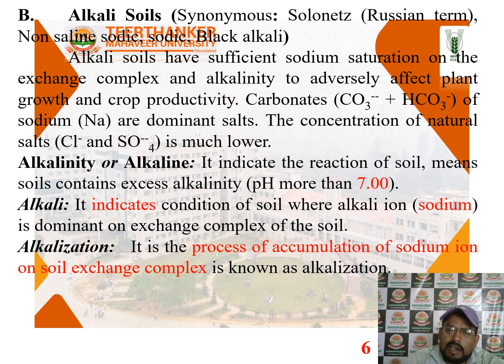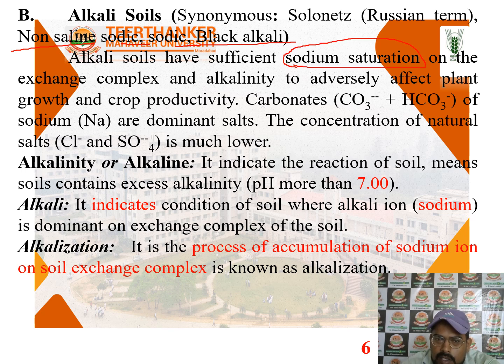Alkali soil. Second is the alkali soil, whose synonyms are non-saline soil, sodic soil, or sodic black alkali soil. The alkali soil has a sufficient sodium saturation. The sodium content in this type of soil forms more exchangeable complexes and alkalinity, and adversely affects the plant.